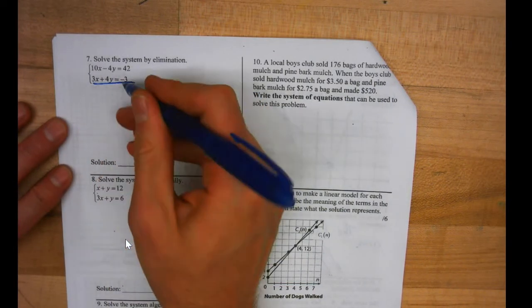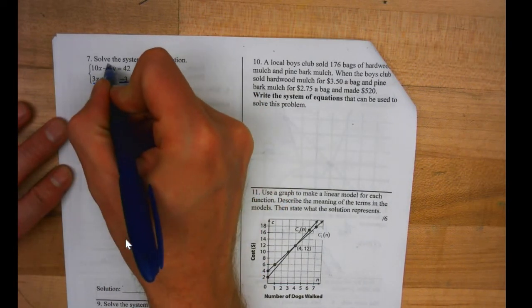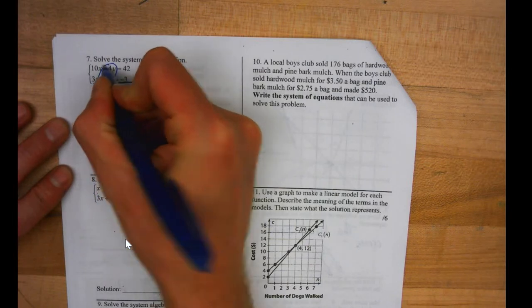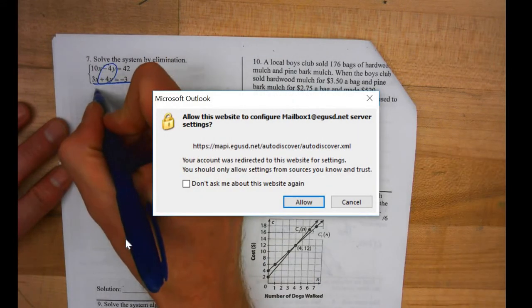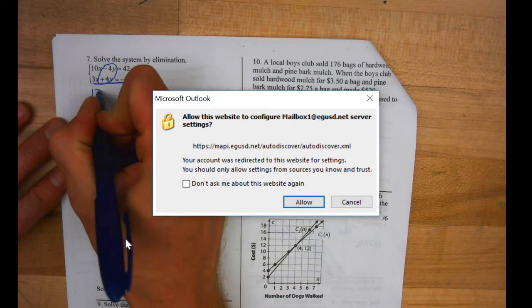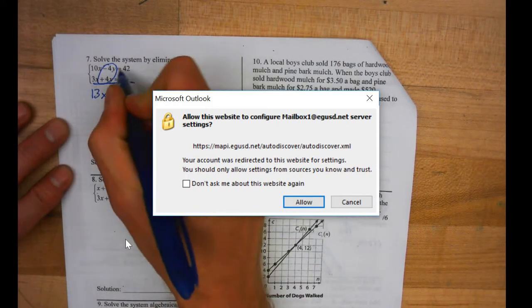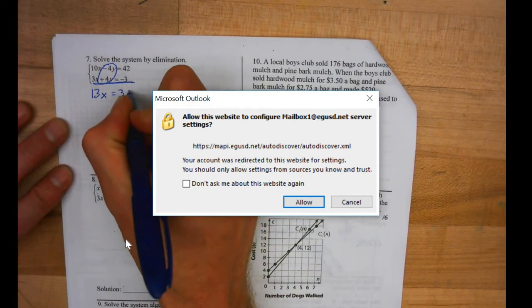So in this case, the -4 and the 4 become a 0, and we can add the rest of the equations together. So that's 13x equals, and then 42 minus 3 is 39.